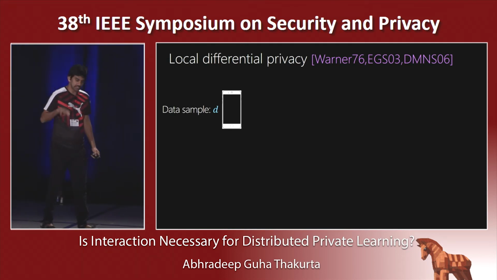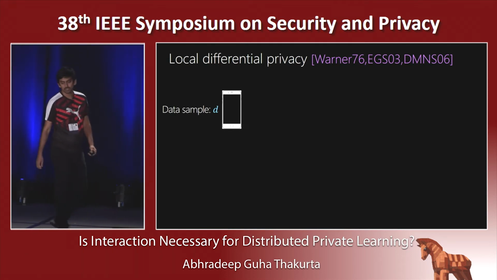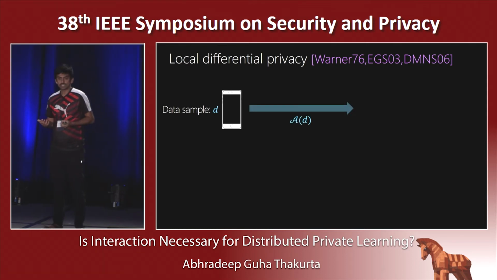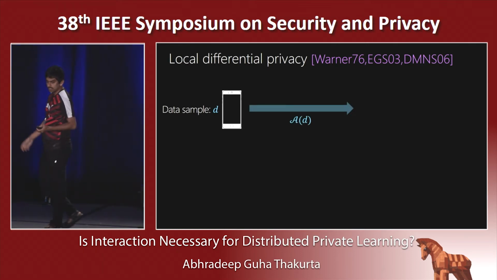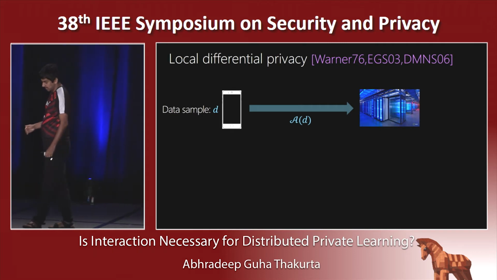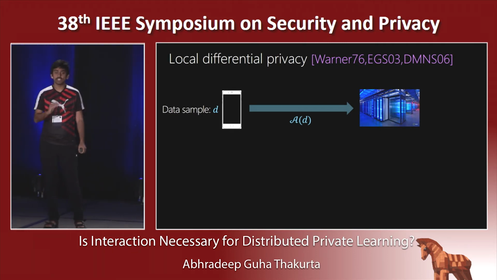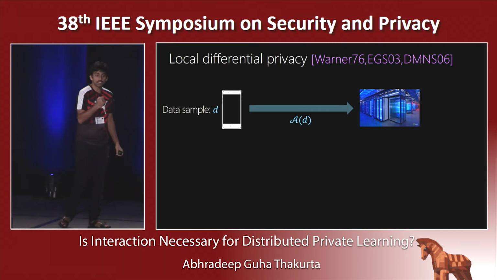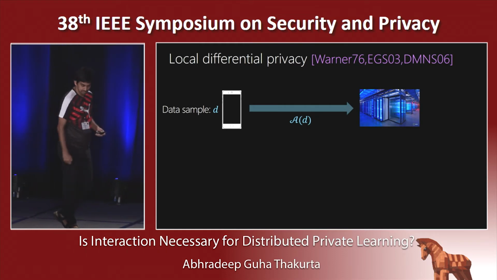So here you can think of the device as a data sample. It runs an algorithm on this data sample and produces some information which is sent to the server. Now, for the purposes of the talk, consider this algorithm to be randomized. So A of D is actually a random variable.